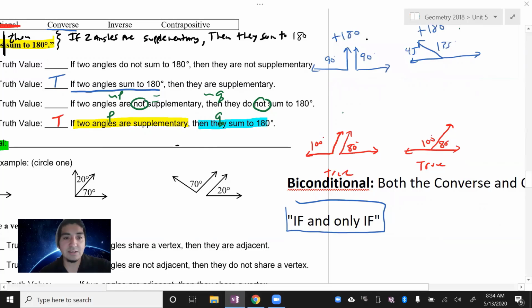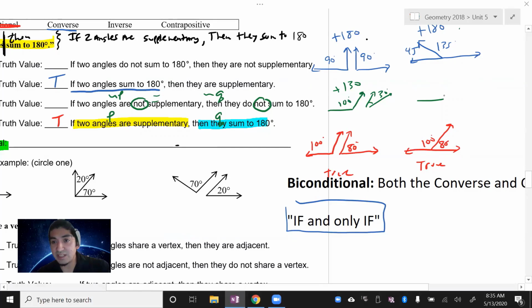Okay, so if two angles are not supplementary, I'm going to make up one where they will not add up to 180. So here, I'm going to say that's 100, and I'm going to say that's 30. And they add up to 130. So they're not going to be supplementary.